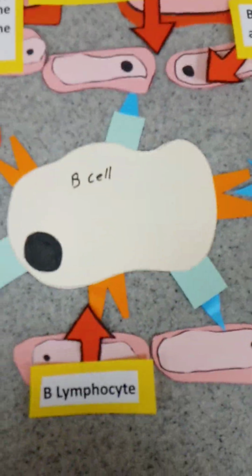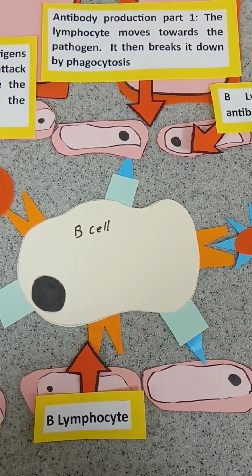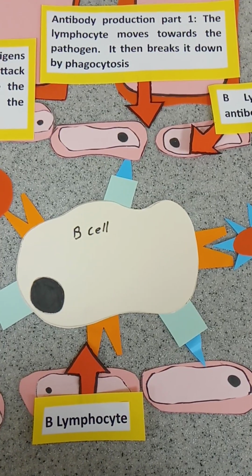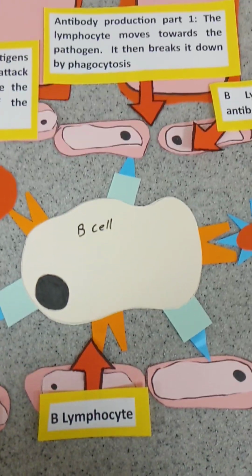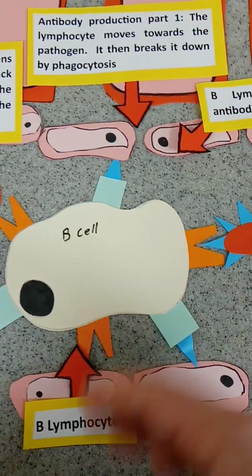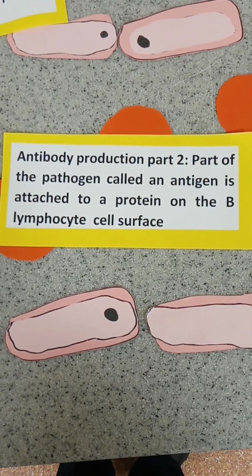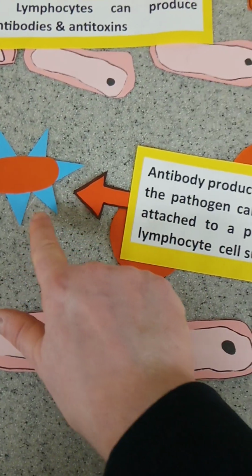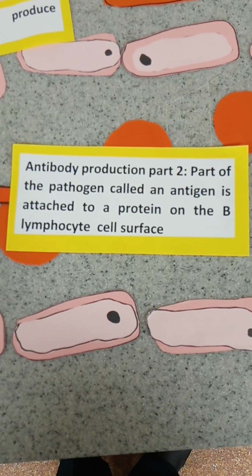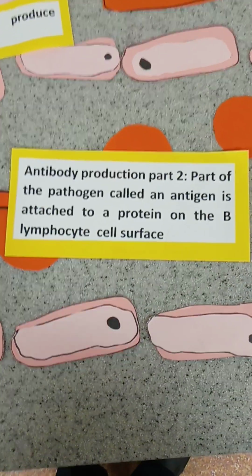So when we start talking about B lymphocytes, the key thing about B lymphocytes is that they are going to produce antibodies. So we start off with a pathogen being recognised by a B lymphocyte. Right, it will get broken down by phagocytosis inside the B lymphocyte. Right, the B lymphocyte is then going to produce antibodies against the antigens. So the antigens are the surface proteins on the pathogen. So our B lymphocytes are going to produce antibodies against these antigens.